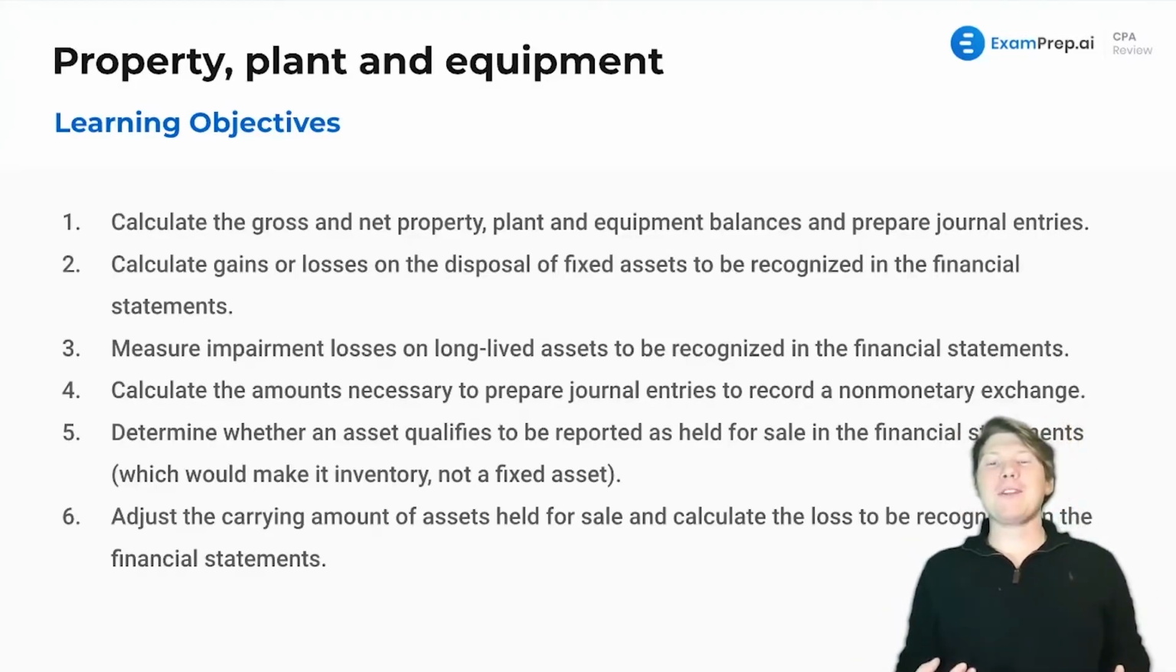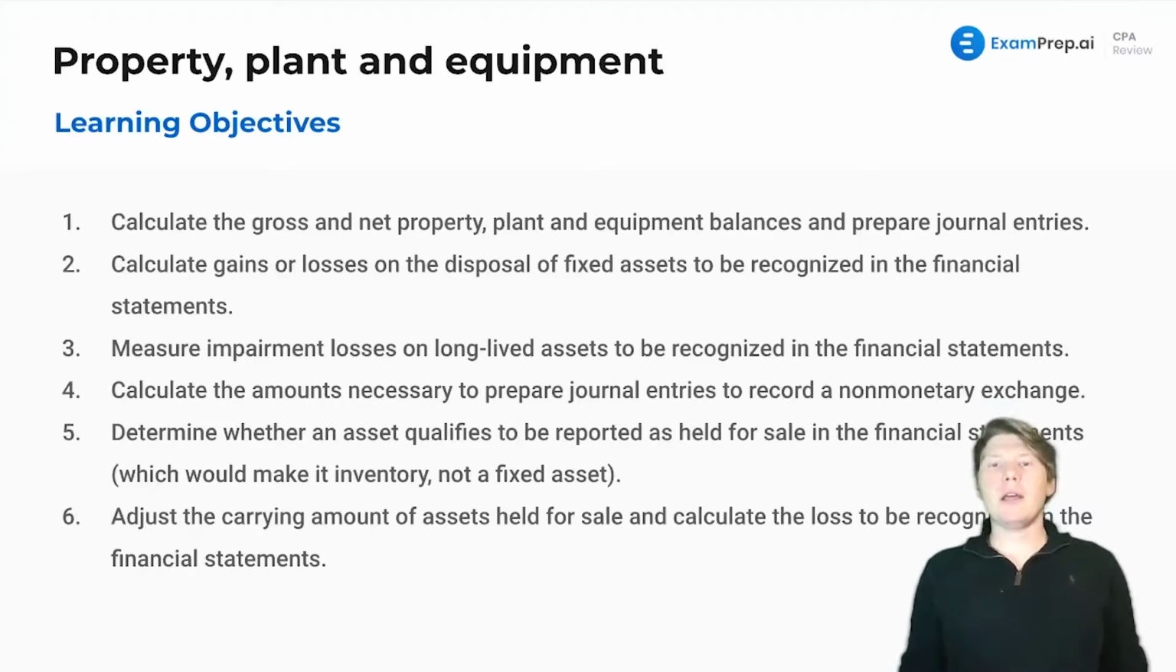Well, first we want to calculate the gross and net property, plant, and equipment balances and prepare journal entries. You've got your carrying value. You purchase some PP&E minus depreciation, plus any additions that you capitalize. What is going to be your current value, and prepare those journal entries.